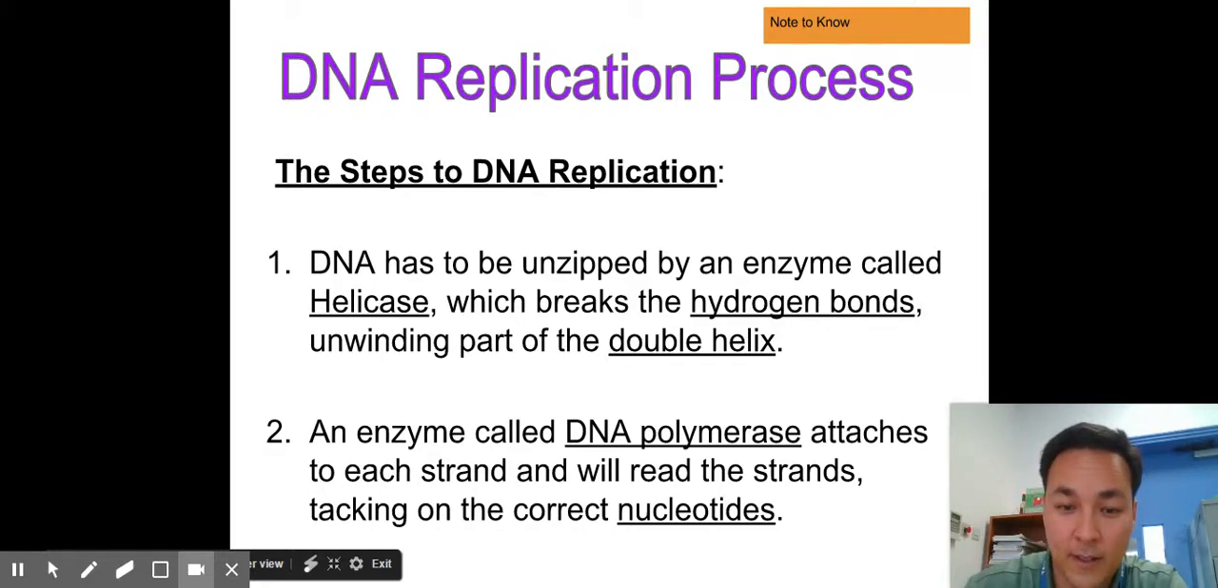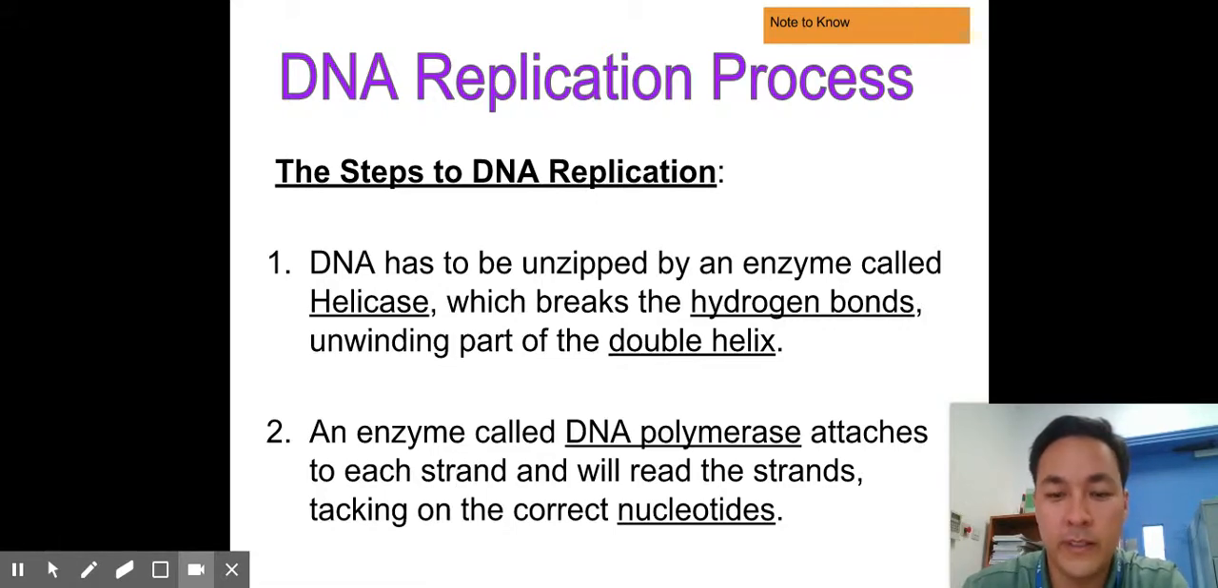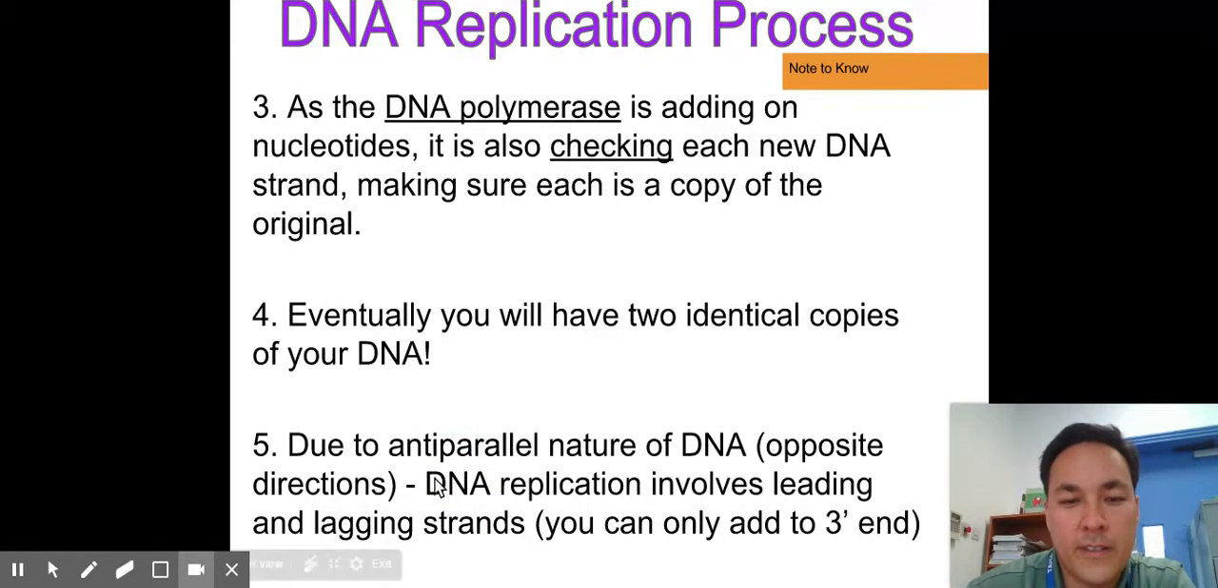There are other enzymes also involved, topoisomerase, gyrase, etc., but you don't need to know this for this course. But they do some cool stuff like hold the DNA open or release the tension. It's also checking as it's adding on these new nucleotides, and eventually you get 2 identical copies.